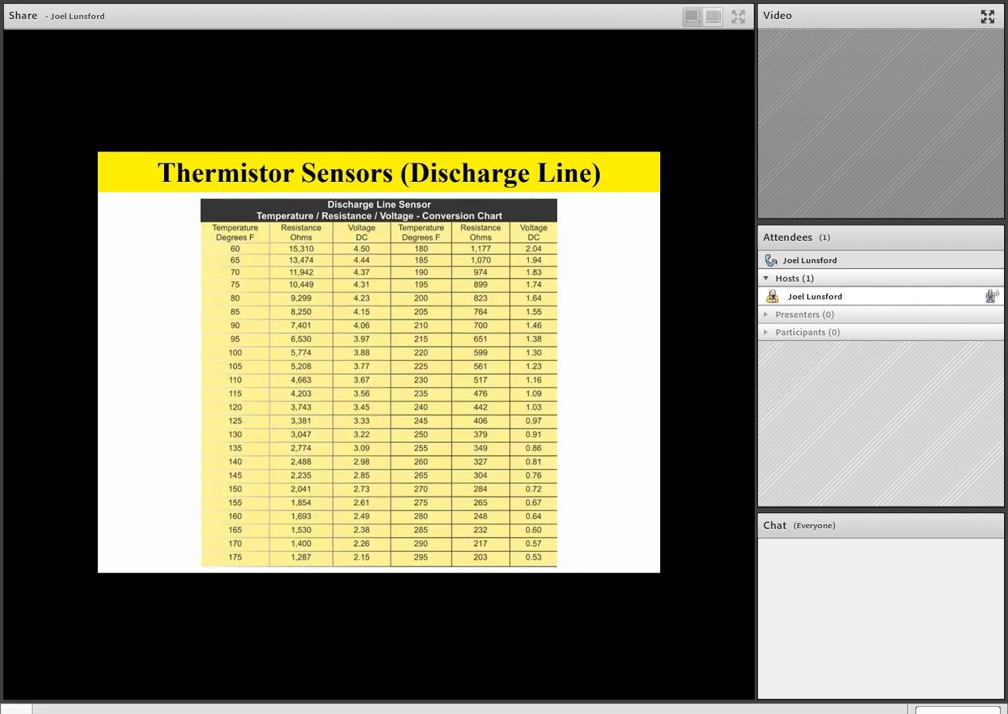And so one more time, just as a quick overview or a final example, let's say, for instance, we look at our discharge line sensor chart, and let's say our discharge line sensor is reading 160 degrees. Let's say it's subject to 160 degrees off the chart. If I remove that sensor from the board at 160 degrees, I unplug the sensor from the board, I should read 1,693 ohms. If I plug the sensor back onto the board at 160 degrees, that same sensor would read 2.49 volt DC plugged back onto the board.